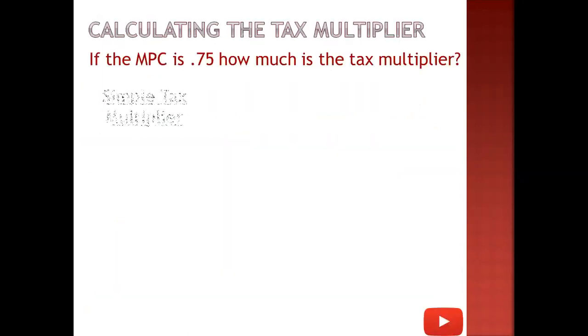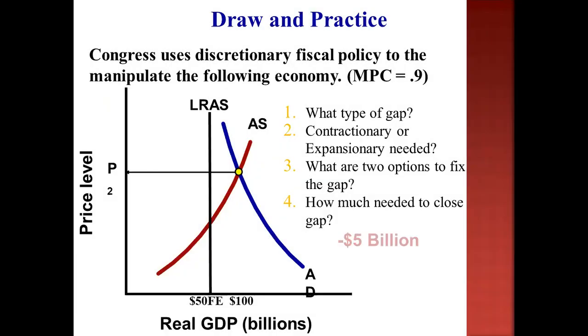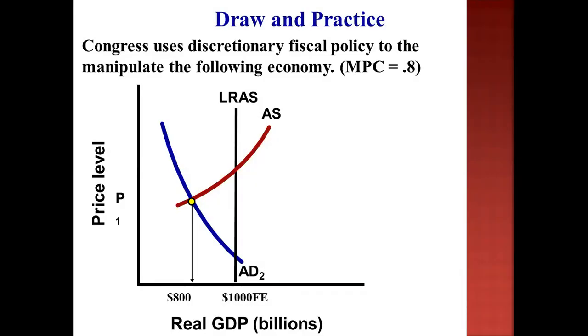All right, so moving right along, next up we have what are called non-discretionary fiscal policy. They are what are called automatic stabilizers. Things that exist in the economy that the government doesn't need to do anything to try to fix the problem. The progressive income tax system is the best example of this. People make more money, they pay more taxes. That helps slow down the economy a little bit. People make less money, they pay less taxes. That helps speed up the economy a little bit more.